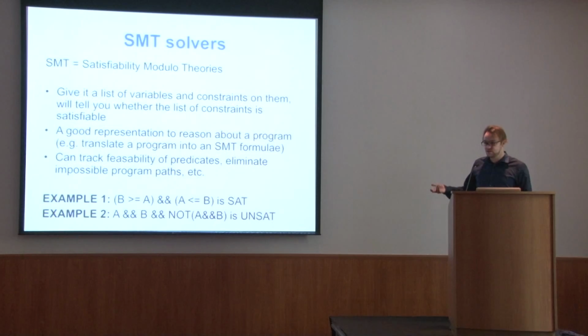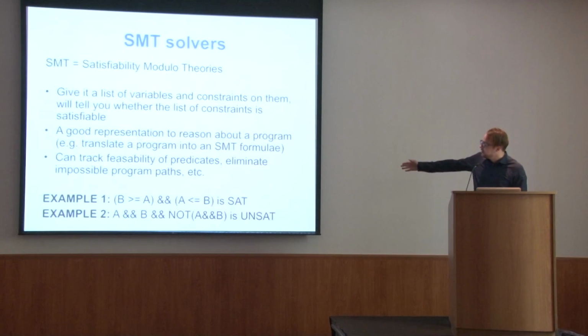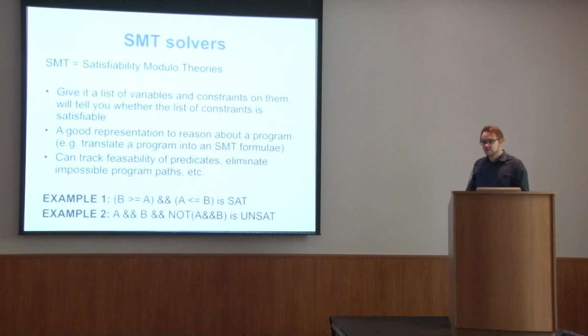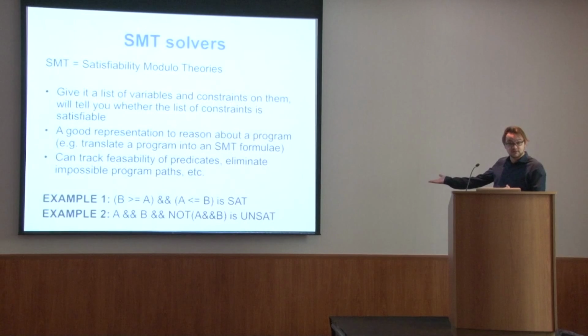Obviously, you can do integer arithmetic based on that, if you have an arithmetic theory, for example. Two examples of that are the following. At the bottom you have an example: B is bigger or equal to A, and A is smaller or equal to B. This is a satisfiable formula. Why is it satisfiable? Because in the case A equals B, the formula is true, right? Both constraints are possible at the same time.